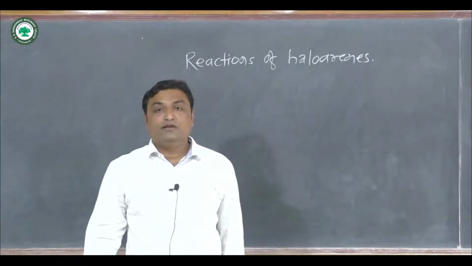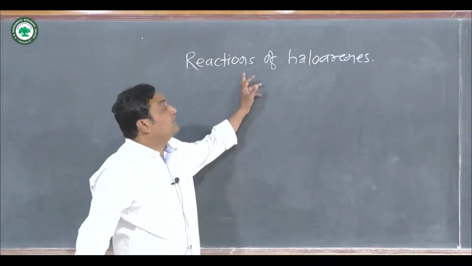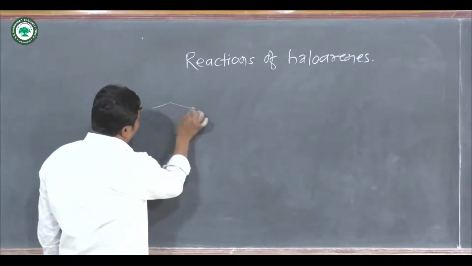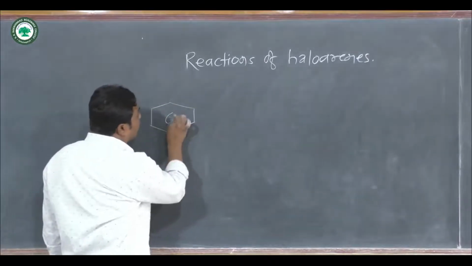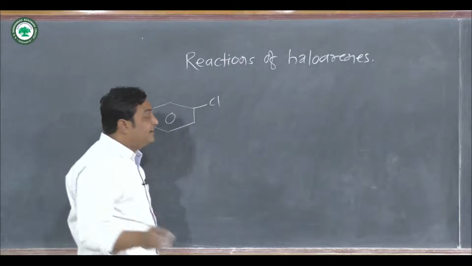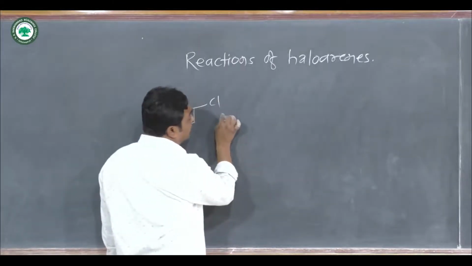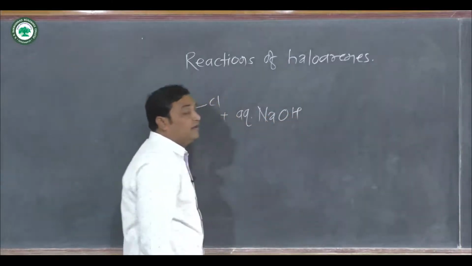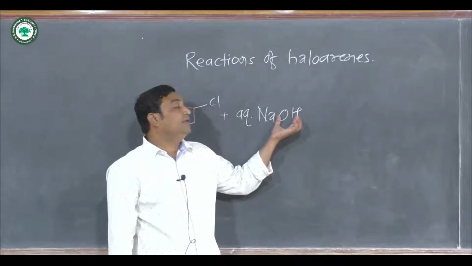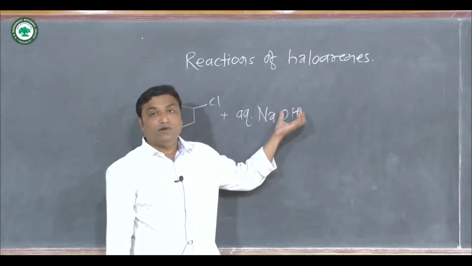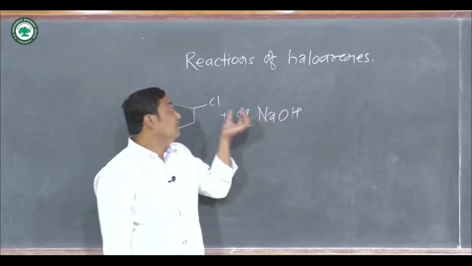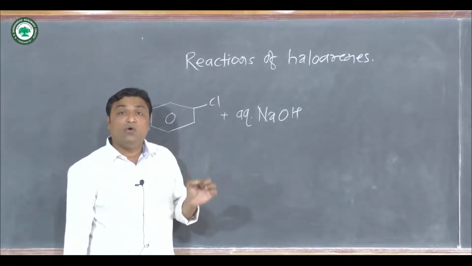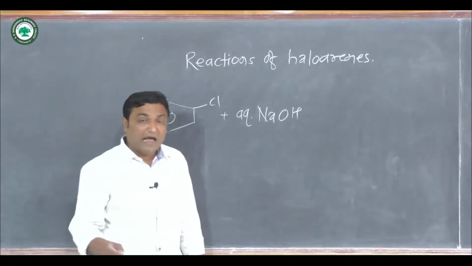Now we have to see some problems regarding reactions of haloarenes. We know that when chlorobenzene is treated with a base, that is aqueous NaOH, the OH negative ion in this NaOH acts as a nucleophile here. This nucleophile replaces the chlorine atom when this reaction is carried out only at high temperature and high pressure.